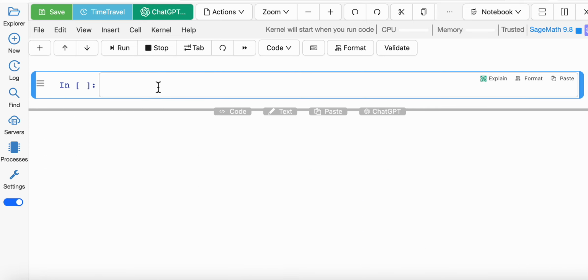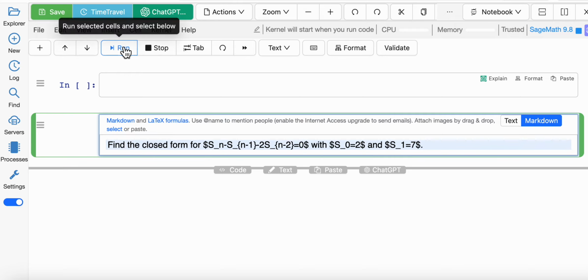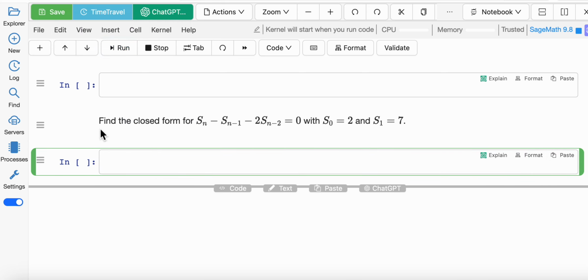Okay, so we have here already the cells where we can write the code as we would do in the Sage notebook. We can also write text if we like, so we may want to write what we are going to do. So let me write down here the text and run it. So here I'm saying that we are going to find the closed form for this homogeneous equation with initial conditions s0 equal 2 and s1 equal 7.